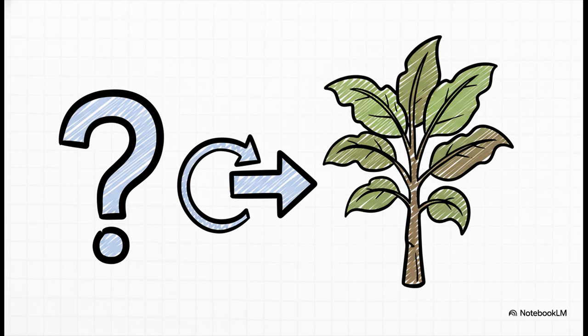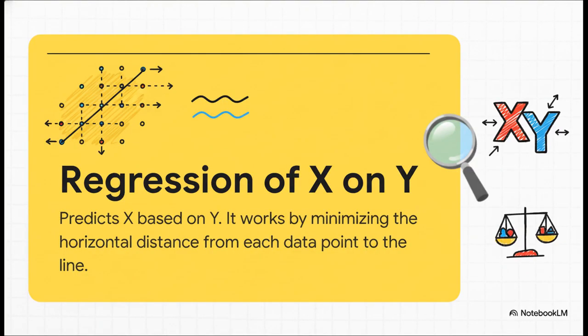But what if you want to work backwards? What if you find a massive, fully grown plant and you want to guess how many hours of sunlight it must have gotten? See? You know the effect, and you want to try and estimate the cause. For that, you need the second blueprint, X on Y. It totally flips the script.